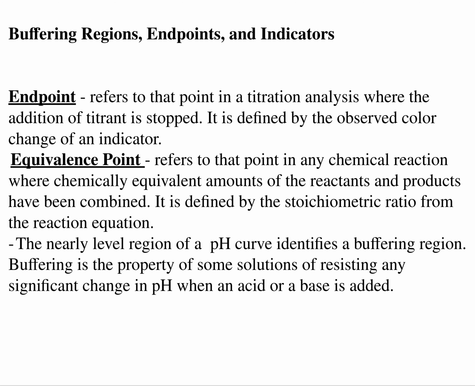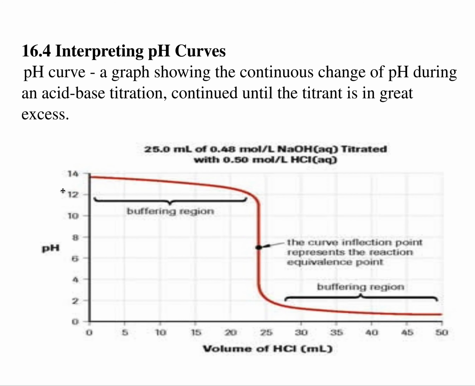Pretty much every pH curve also has these buffering regions. And what's happening in the buffer zones is that you're actually creating a chemical buffer, a combination of a conjugate acid-base pair that does not involve a strong acid or base and is able to resist pH change.